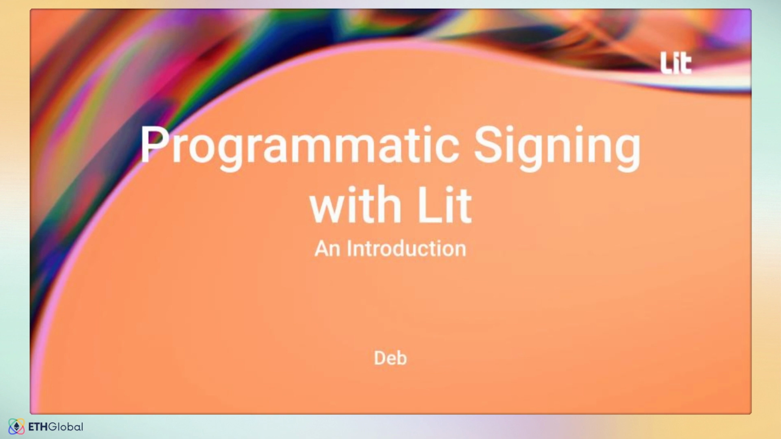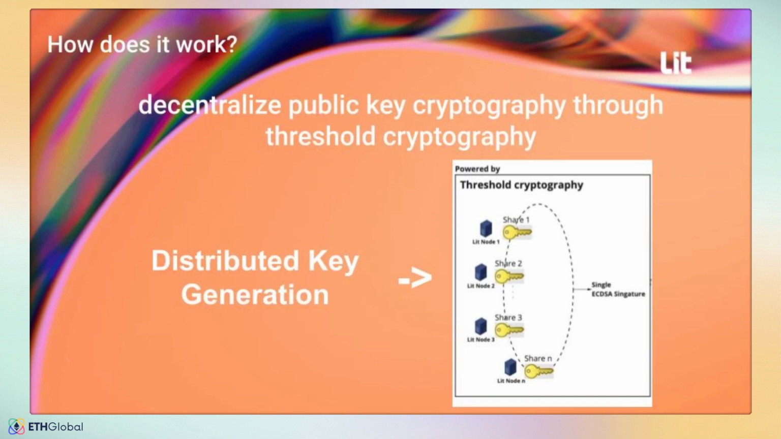How does Lit work? Lit decentralizes public key cryptography through threshold cryptography. Threshold cryptography is used to generate shares of a public-private key pair in a process called distributed key generation, or DKG. Through DKG, the private key of this key pair never exists in its entirety. So the Lit nodes hold a private key share, and these key shares can be used to both sign and decrypt data just like any old private key.